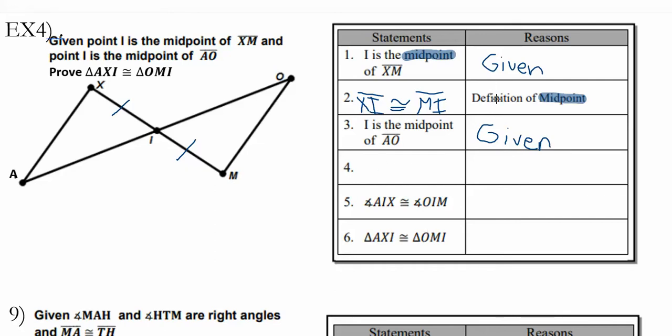And very similar to the previous 2, if we see this major word, major vocab, major concept, it's going to end up being in the next reason. So before we do anything, we know it's going to be a definition of midpoint. So what are the 2 halves of AO? Well, that would be AI and OI. So AI is congruent to OI.